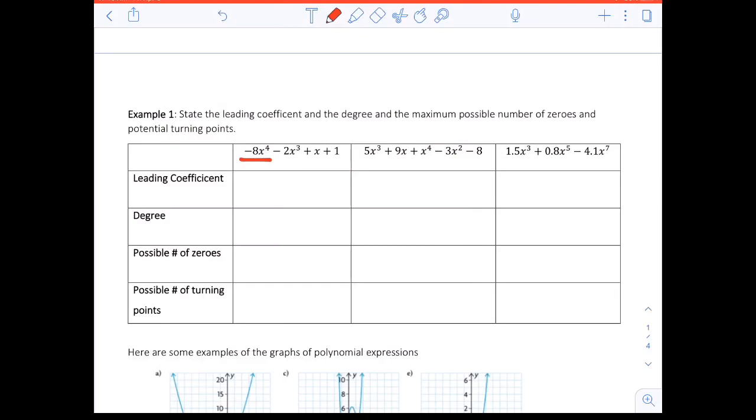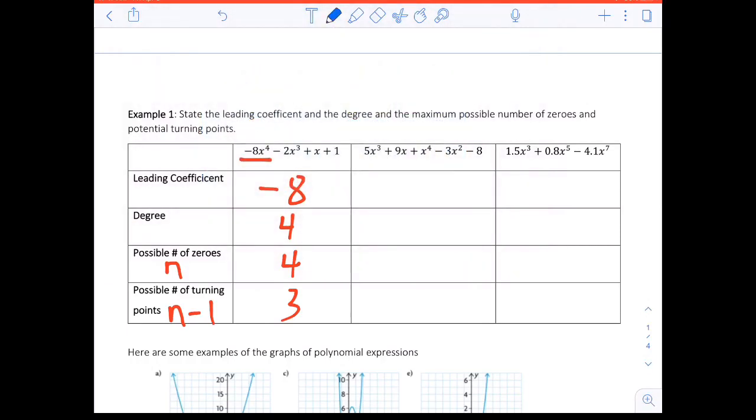The leading coefficient is the number in front of the variable. That's -8. The degree in this case is the exponent of that. It's 4. The possible number of zeros, well, we know that we can have the same number of zeros or x-intercepts as there is the degree, in this case 4. And the number of turning points that we can have, well, I can have 1 less than the degree. So in this case the degree is 4. I'm going to subtract 1 from that. I know that this graph could potentially have 3 turning points. Same goes for the second one that we have here.